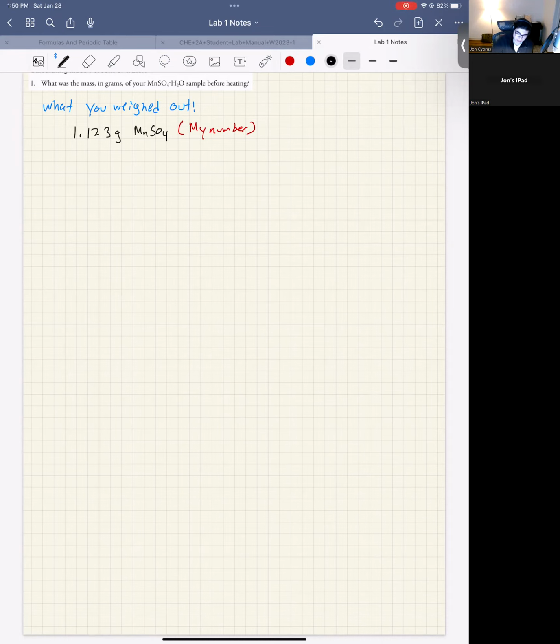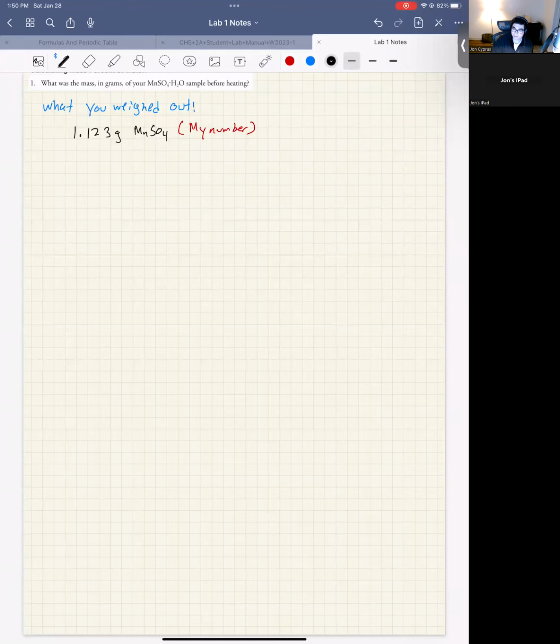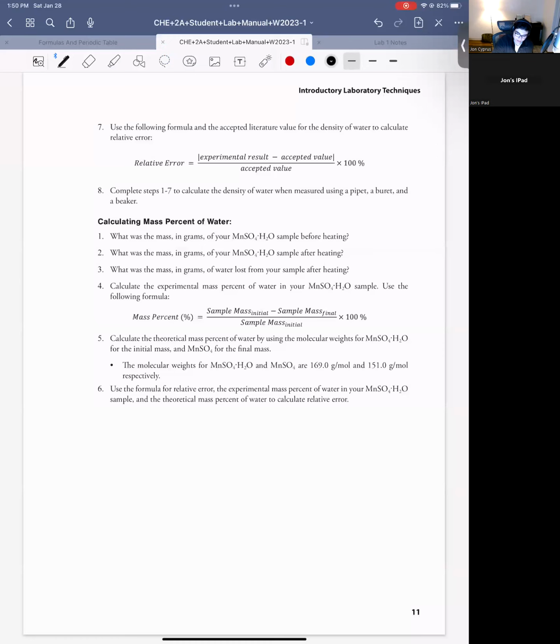Right now, next is, what is the mass in grams of your sample after heating? So how would you do this? Similar to the crucible thing. So first, let me copy and paste this.